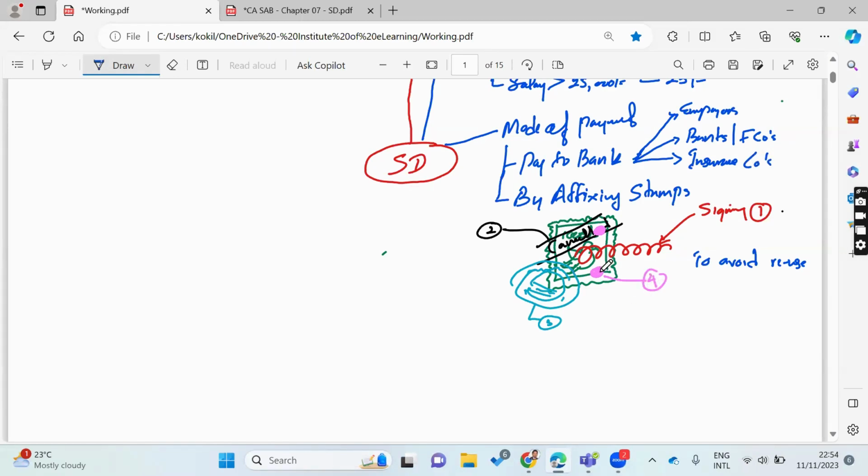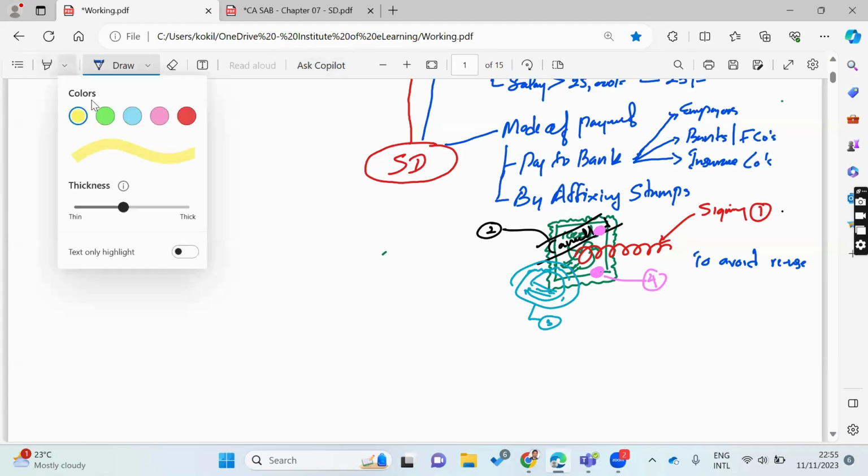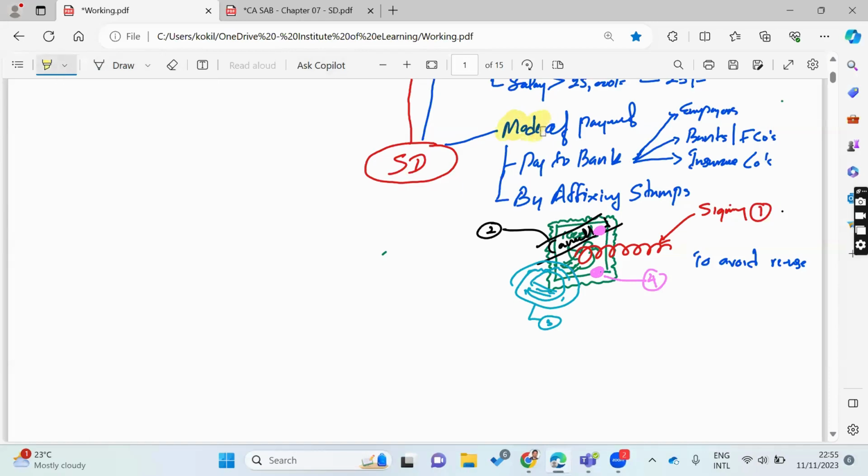No stamp. There are some small cases where they will affect the stamp for the mortgage agreement, to the provincial department of revenue, like that. Other than that, they directly pay to the bank. So these are the modes of payment. Hope it's clear to everyone.